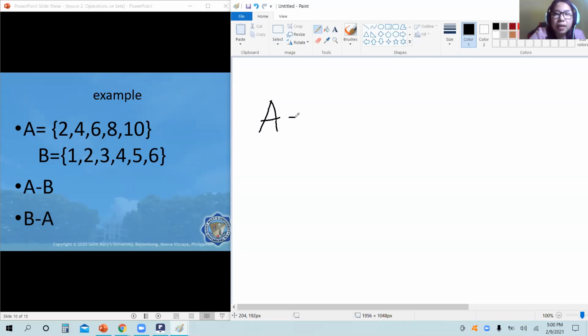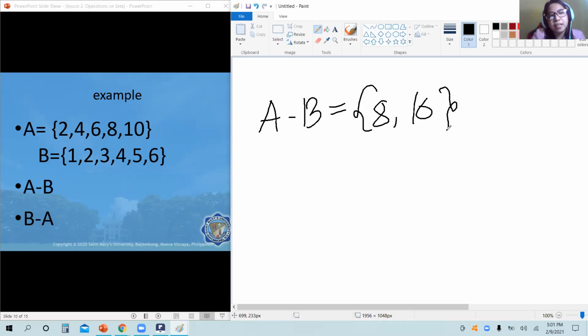So A minus B is equal to what? The elements not in B. We have the common elements 2, 4, and 6, so we have 8 and 10. So the elements in A that are not in B are 8 and 10.